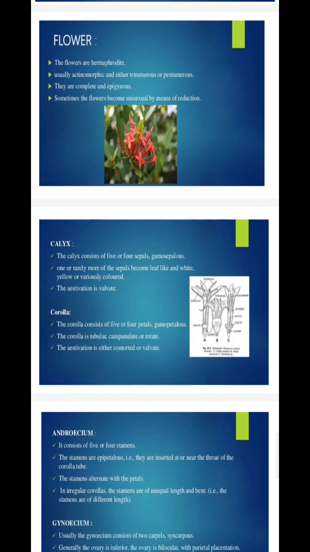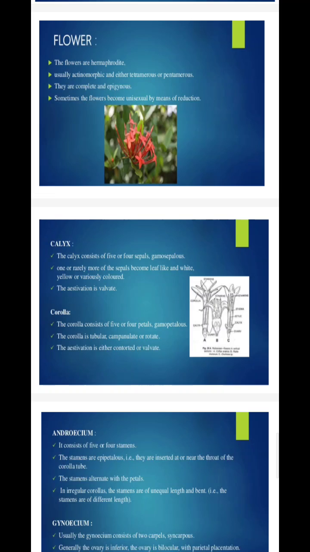Then next term is the calyx. So the calyx consists of 5 or 4 sepals, and all are gamosepalous. That means they are all united. One or rarely more of the sepals become leaf-like and white, yellow or variously colored calyx are observed. Then the aestivation observed in the calyx is valvate. They are arranged one by one in whorls.